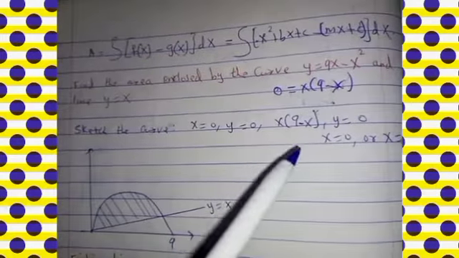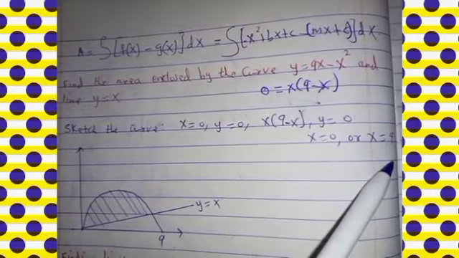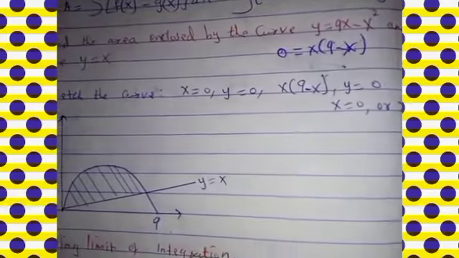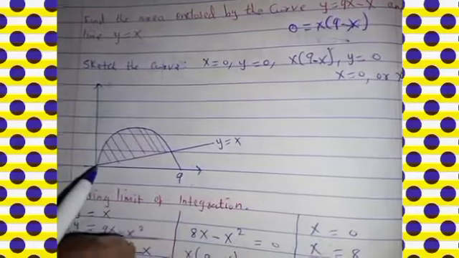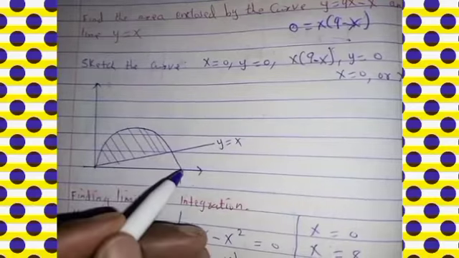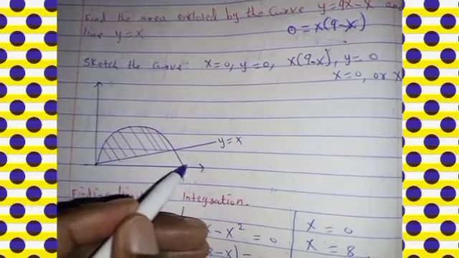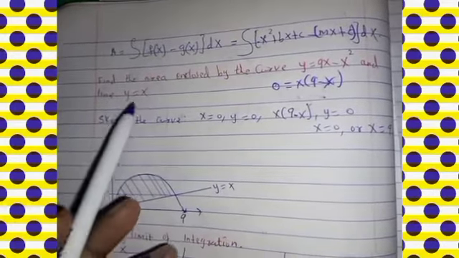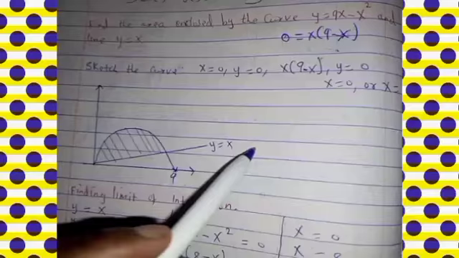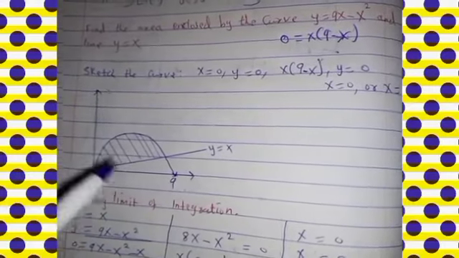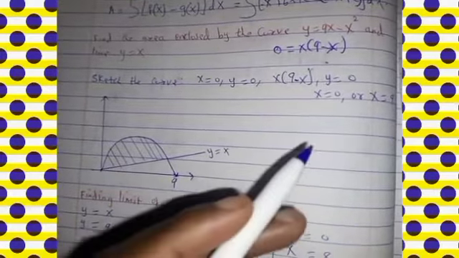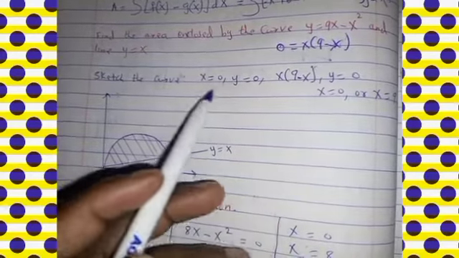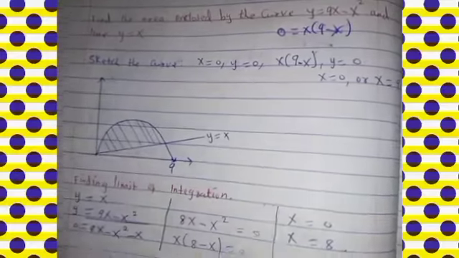So our possibility is that x is equal to 0 or 9 minus x is equal to 0. Meaning that our points are 0, 0 here, or 9, 0 here. Those are our points. Now the line is y is equal to x. The line y is equal to x is this one, and the curve is that after sketching, because you have the points 0, 0 and 9, 0.